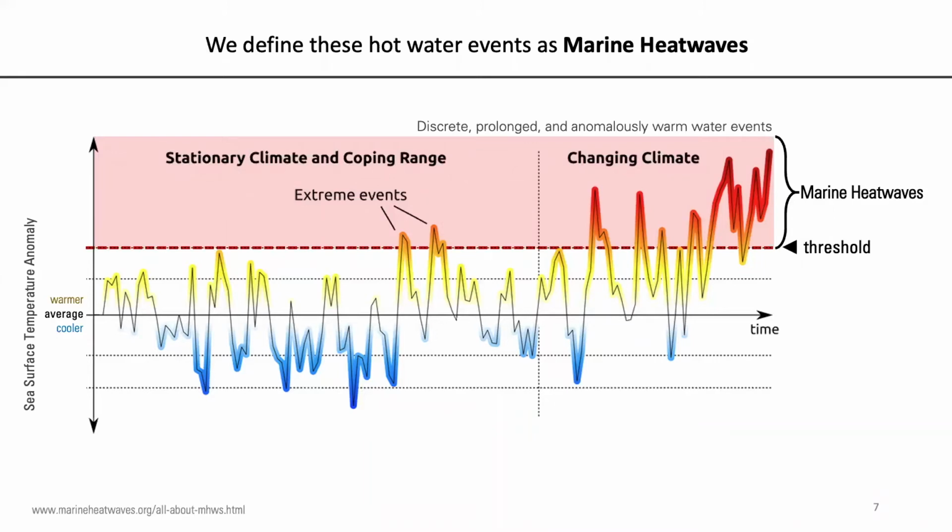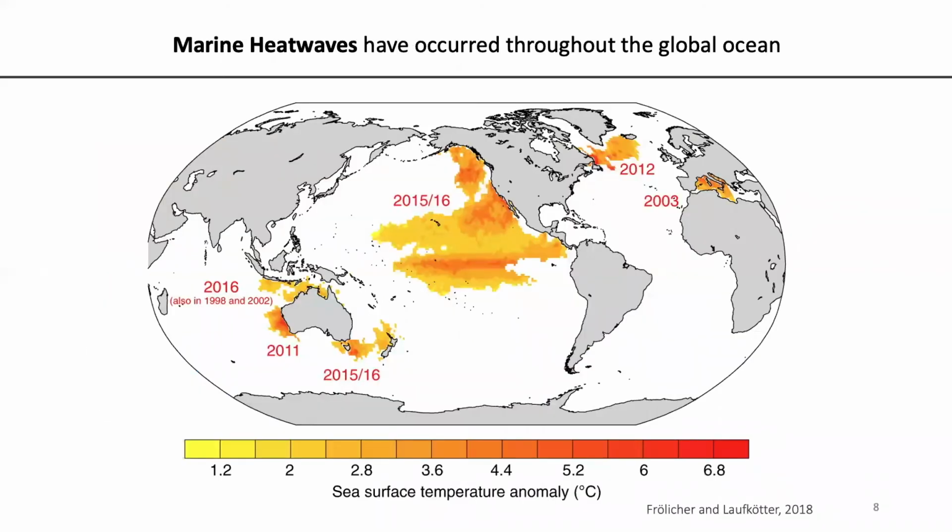And this is just, again, a synthetic time series, but it shows you what a marine heat wave looks like and how they're defined. If we actually take real data and apply this definition over the entire globe, we can then begin to characterize certain events that have occurred.